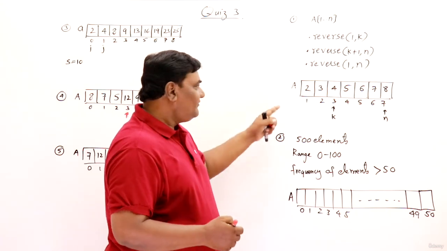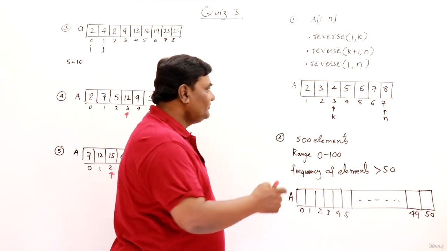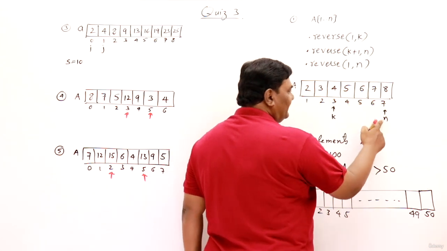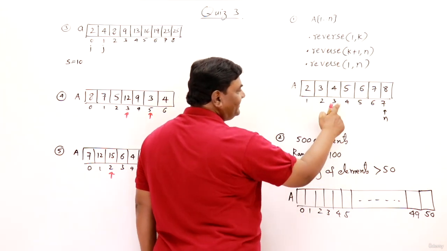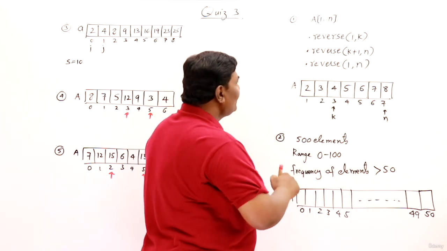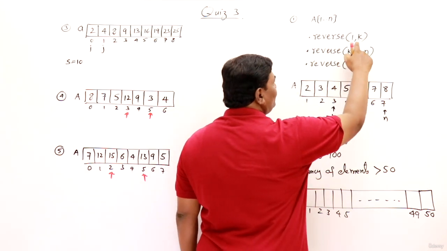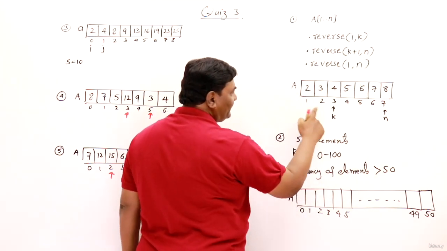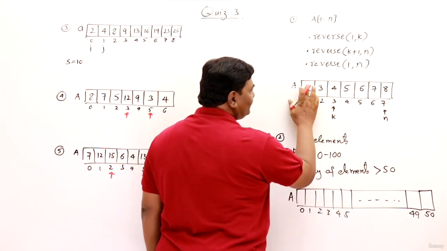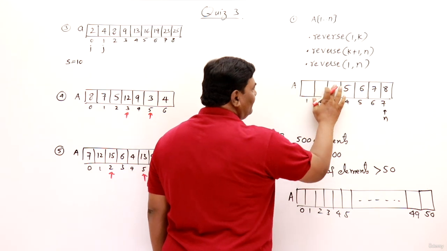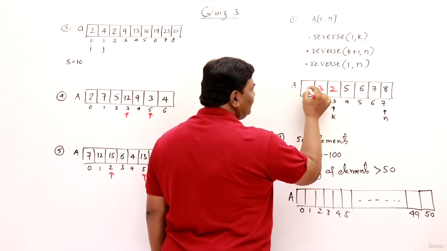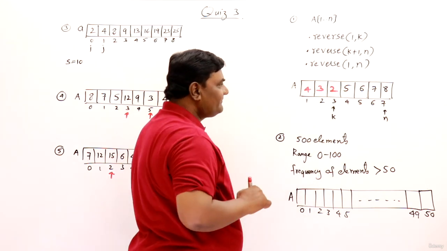Let us see, I have an example array here. The array is from 1 to 7, n is 7, and k is, let us say, 3. If reverse from 1 to k is performed, that is 1 to 3, so it is 2, 3, 4. So it is reversed.